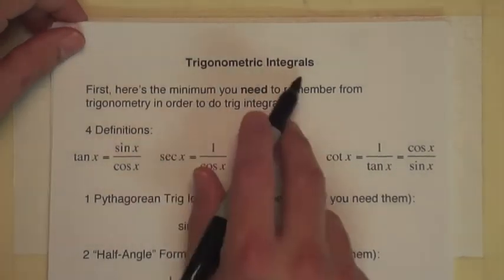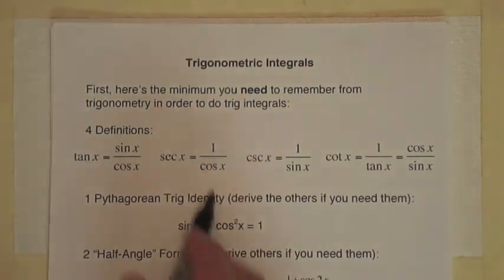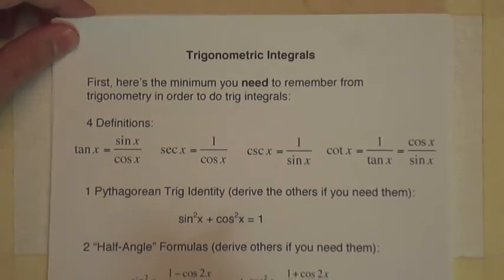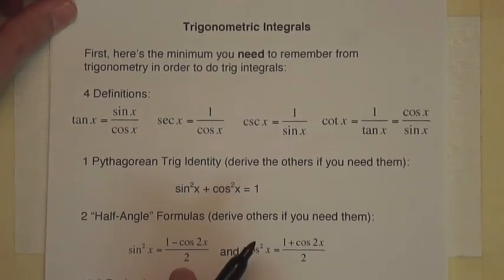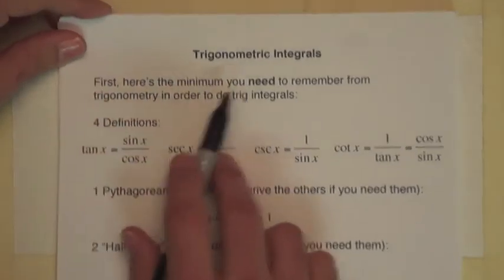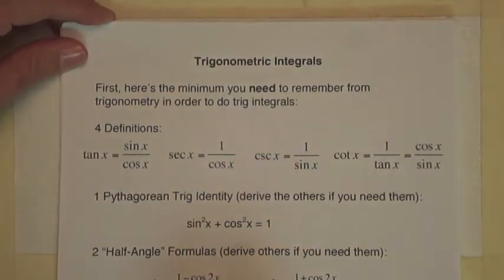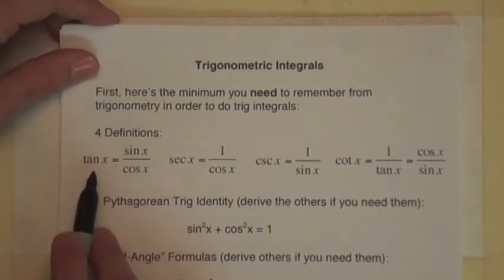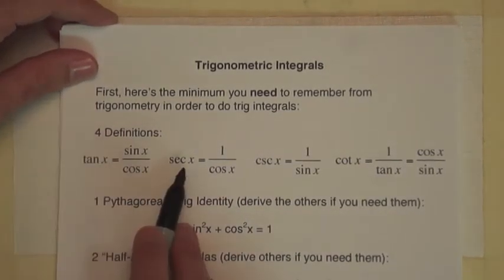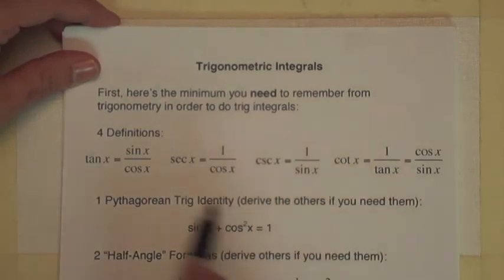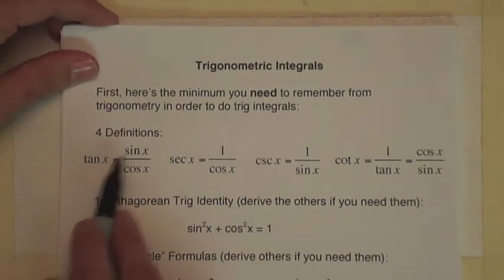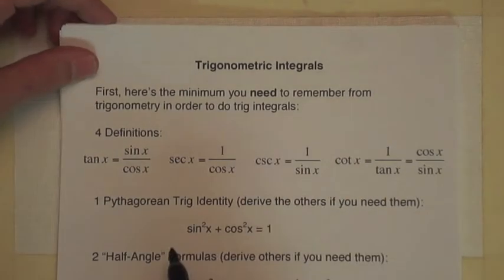These are about techniques to do integrals involving trigonometric functions like sine and cosine. Like anything else with trig, you need to have a lot memorized in order to do these. Here's the minimum you need to remember from trigonometry to do these integrals, and I've printed it all here. First, you need to remember how to express tangent, secant, cosecant, and cotangent in terms of sines and cosines. For example, tangent x equals sine x over cosine x.